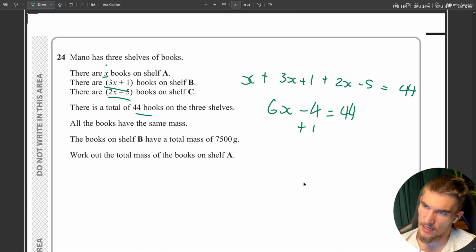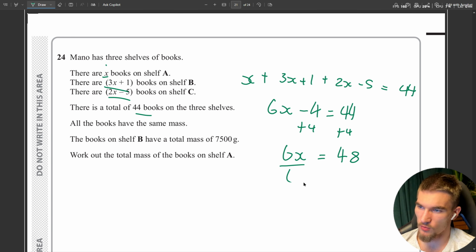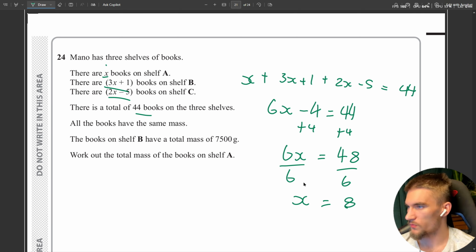So I'm just going to add 4 to both sides. So that leaves me with 6x equals 48. Now we can divide both sides by 6. So x must equal 8. So there's 8 bookshelves on shelf A.